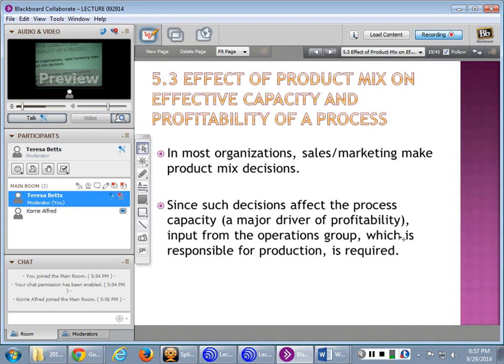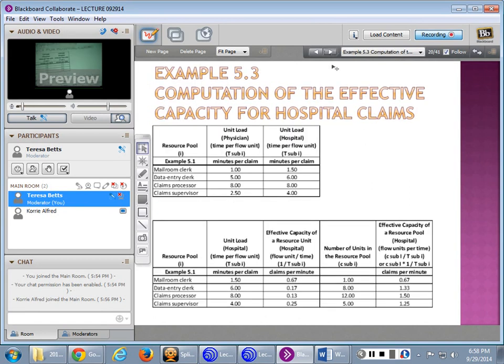So such decisions affect the process capacity, a major driver of profitability. Input from the operations group, which is responsible for production, is required. I like the way they phrase that here, right? They make it definitive, like it must be. Well, it should be, is the bottom line. It isn't in all cases, in all companies.